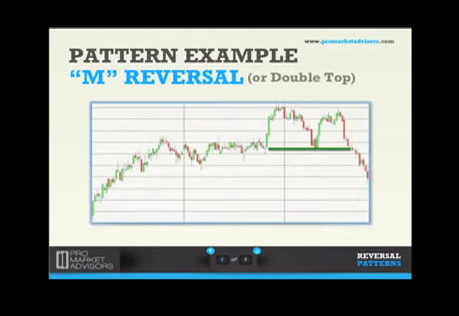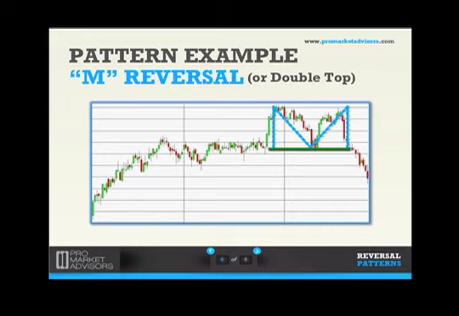All right, let's go back now to the next one, which is the M reversal, or the double top. And again, all of these reversals have a companion that is in the opposite direction. So the companion to a double top or an M reversal would be a double bottom or a W reversal. Yes, sometimes traders aren't the most creative people, but nevertheless, that's how it looks. Let's look at the M reversal or the double top.